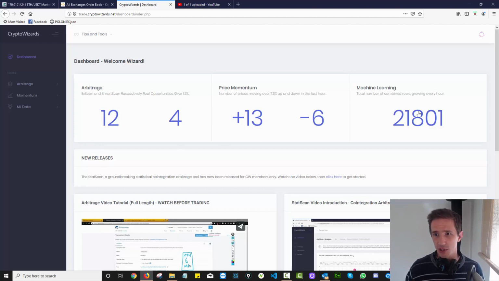And so when we look at machine learning, we see we now have 21 to nearly 22,000 rows of data, which is great. And for those of you who are a part of Crypto Wizards, you do not need to pay extra for that data.